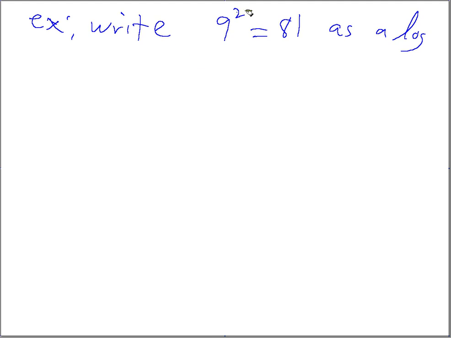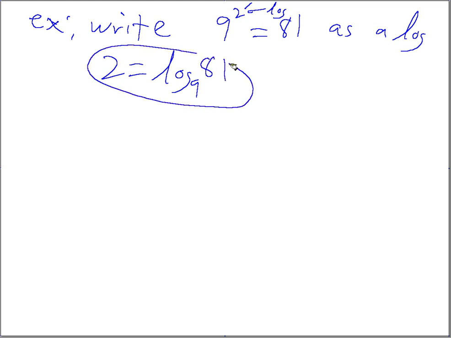Again, the log is always the exponent, right? So 2 is the log. 2 is equal to the log, in other words. So this is my logarithm. And this statement is saying 2 is the power I need to take 9 to get 81. So 2 is equal to log base 9 of 81. The base is 9 here.